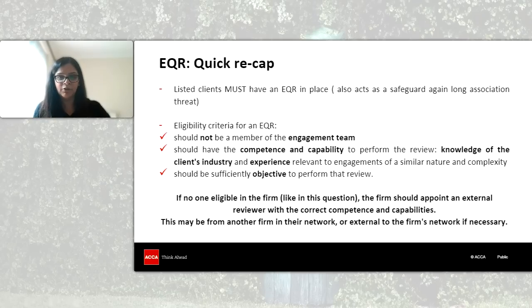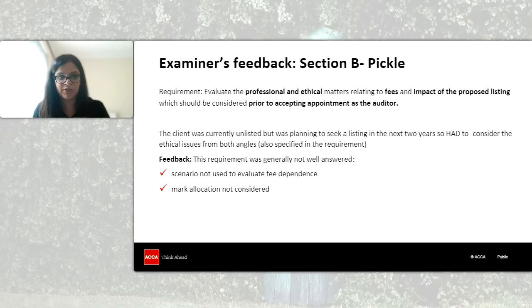You'd go through the scenario, you'd say that the person they're recommending was already a part of the engagement team, or does not seem to have the competence, the knowledge, or the experience, or might not be objective, and they'd mentioned that there's no other appropriate person, then your safeguard or your recommendation would be you need to get someone from outside the firm to do this. So this recap of the knowledge had to be applied to the scenario. Students who were prepared with this did it well, the others struggled.